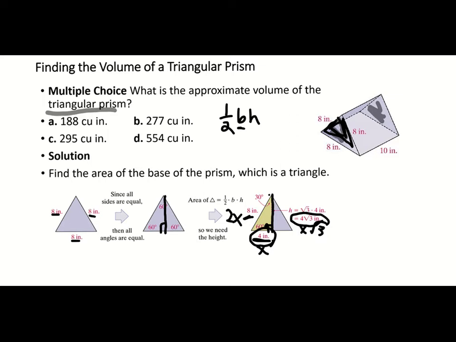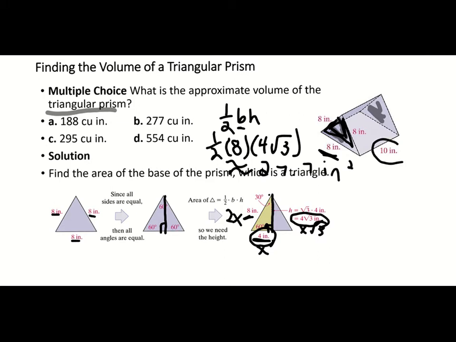So that means to find the area of my base, I'm going to do 1/2. My base is 8 inches. My height is 4 square root 3. So I would do 1/2 times 8 times 4 square root 3. And that is going to give me, calculate that, approximately 27.7. And it would be inches squared because that's our base right now.